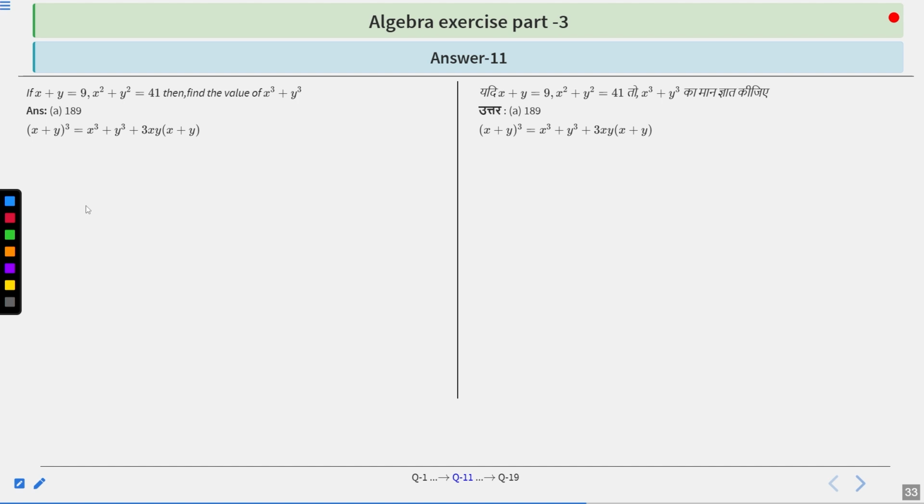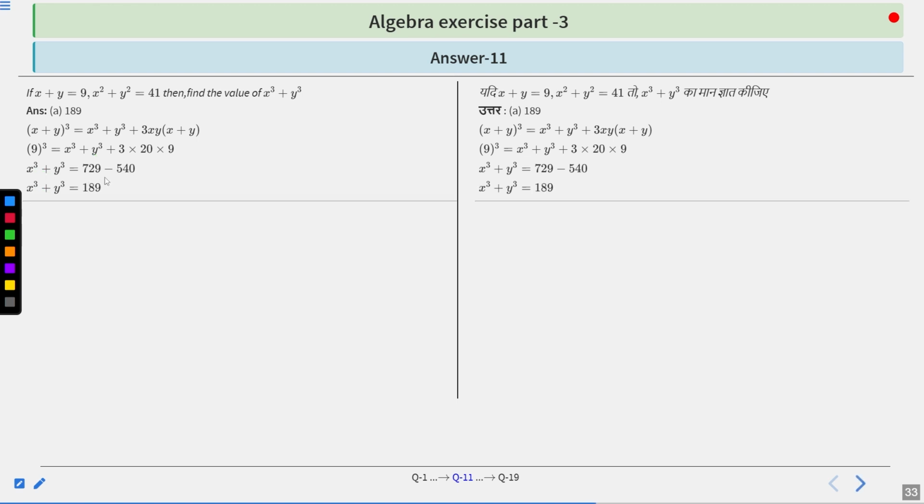Now, x plus y whole cube is equal to x cube plus y cube plus 3xy into x plus y. X plus y was 9, so 9 cube equal to x cube plus y cube plus 3 into value of xy is 20 and value of x plus y is 9. So 3 into 20 into 9. So x cube plus y cube is going to be equal to 9 cube. 9 cube is 729. 9 into 9 is 81. 81 into 9 is 729 minus 540, because 20 into 3 into 9 is 540. Therefore, x cube plus y cube is equal to 729 minus 540, that is 189. Option number A, 189 is the correct answer.